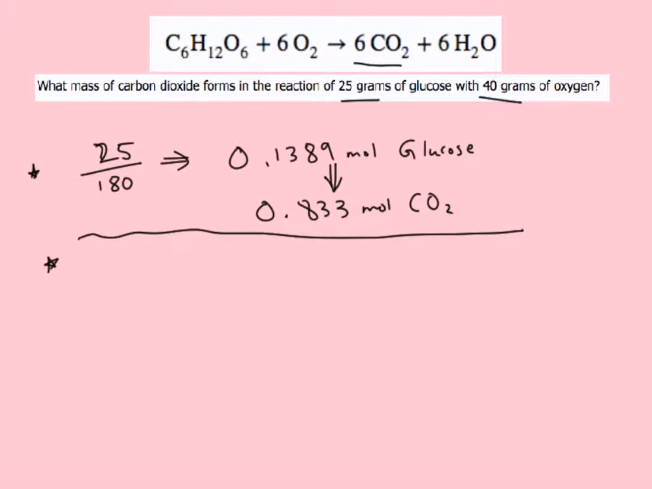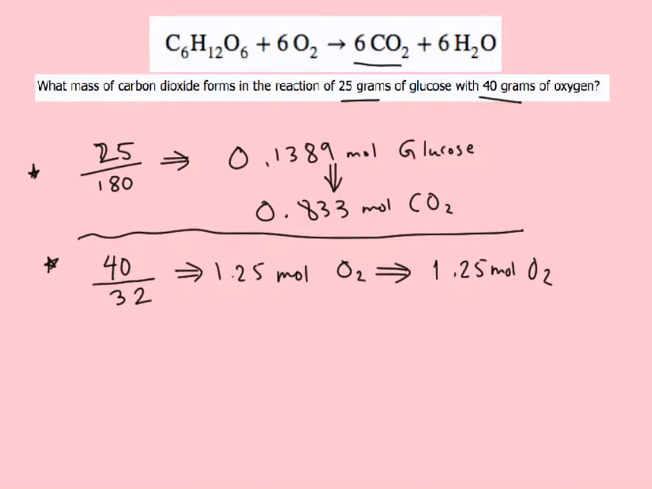For the second one, we have 40 grams of oxygen. We divide it by the molar mass of oxygen. In this case, it's O2 because it's a diatomic element, and that would give us 1.25 moles of O2. And what's the ratio between O2 and CO2? It's 6 to 6, which is the same, like a 1-to-1 ratio. So it could potentially form 1.25 moles of CO2.